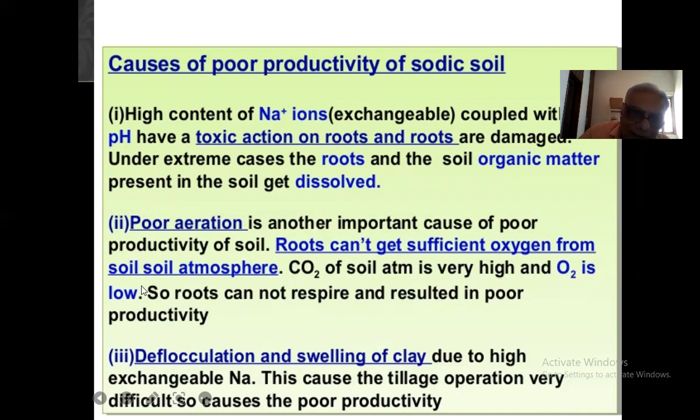We observed that during corona, COVID-19, there was an attack on the lungs and the human being could not take in oxygen properly and sometimes died. Similarly, in plants also the root cannot get sufficient oxygen from the soil because there will be waterlogged conditions in sodic soil, because the particles are dispersed, that is deflocculation. Deflocculation and swelling of clay due to high exchangeable sodium make tillage operations very difficult, causing poor productivity. So sodic or alkaline soils are not suitable for higher crop production.